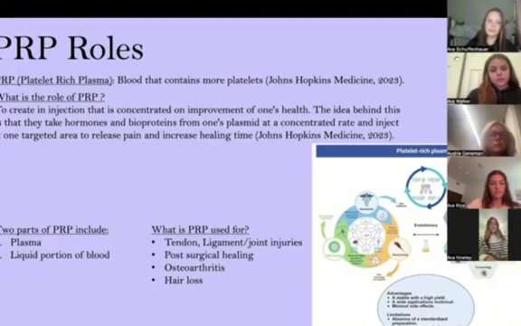There are two parts of PRP, and that includes plasma and the liquid portion of blood. What is PRP used for? Tendon, ligament, and joint injuries. It also has been used for post-surgical healing and hair loss.